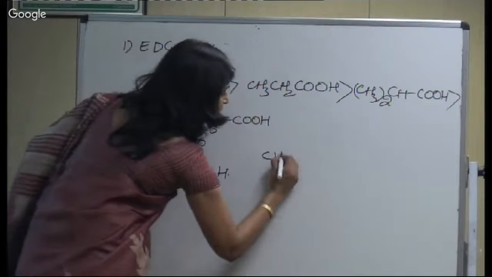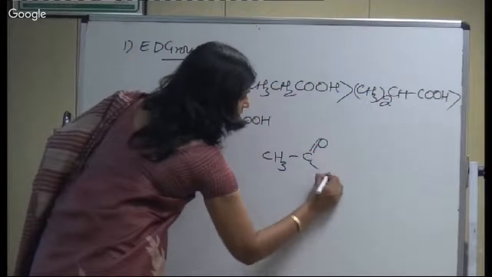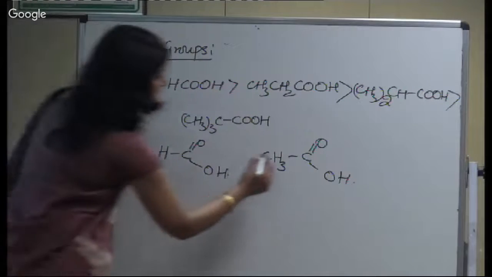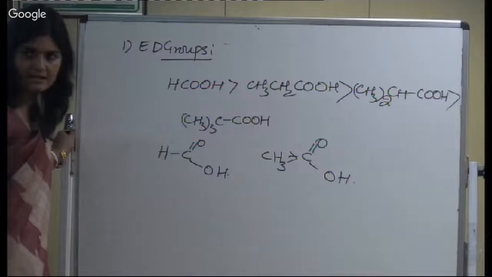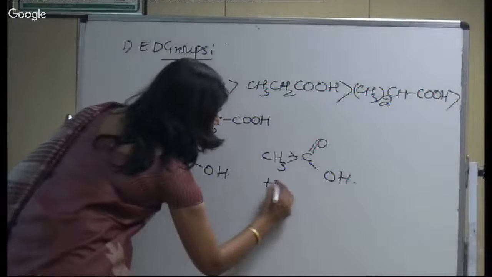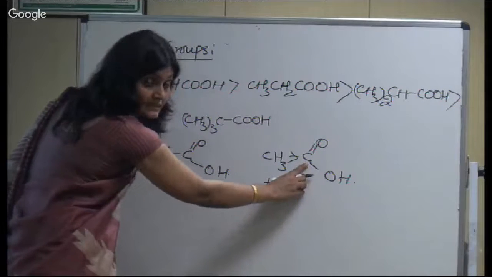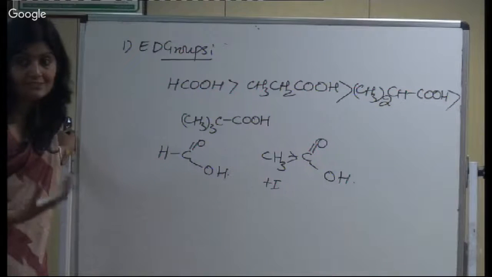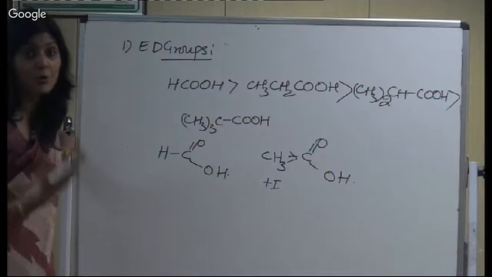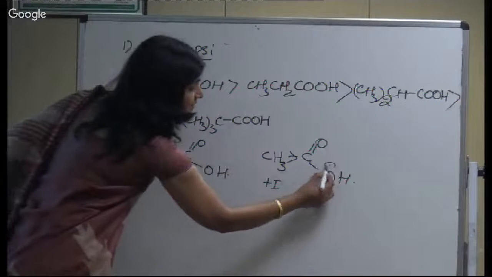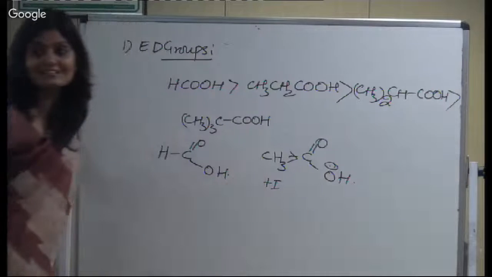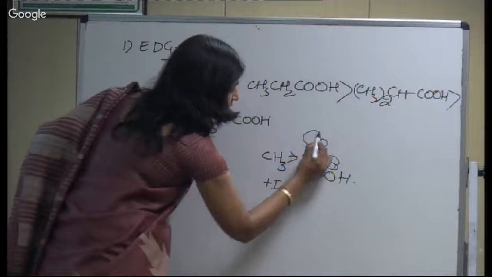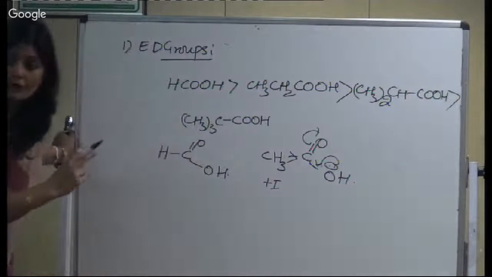Now, the moment you replace this hydrogen by an alkyl group, this alkyl group offers a plus I effect. Because of this plus I effect, the electropositivity of this carbonyl carbon is decreasing. Because the electropositivity of this carbonyl carbon decreases, this lone pair of electrons on oxygen will not be able to enter into resonance with the ring. Okay, so there is a decreased tendency for this lone pair of electrons to enter into resonance.